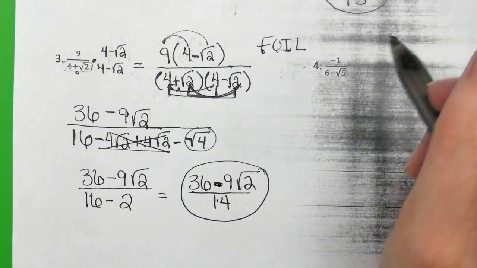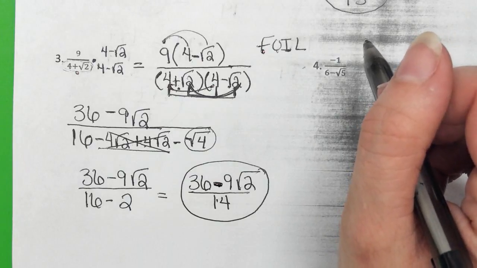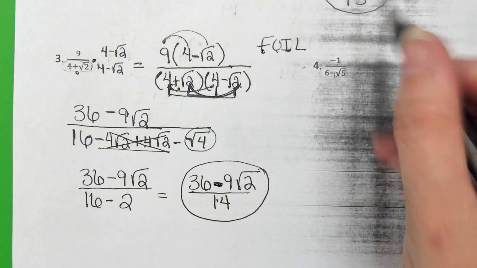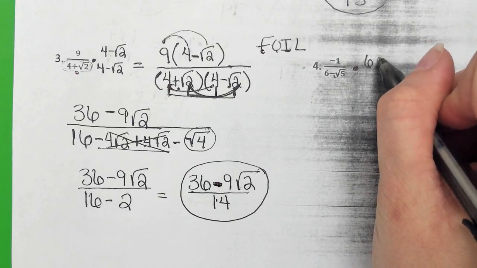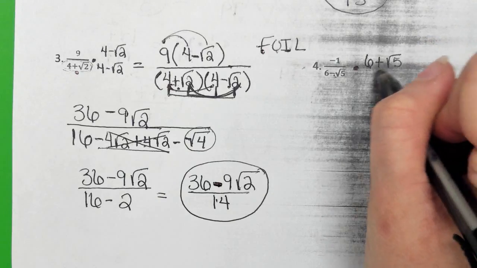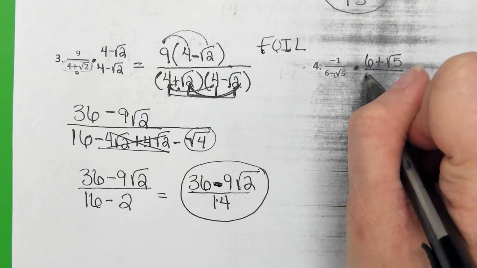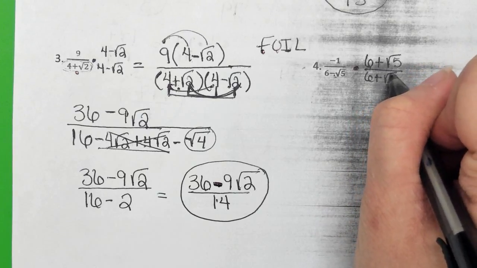All right, let's try number 4 together. You ready? And then we'll go to the back and we'll try some on our own. All right, here we go. What do I multiply now? 6 plus square root of 5. Very good. Always do the opposite. 6 plus square root of 5.